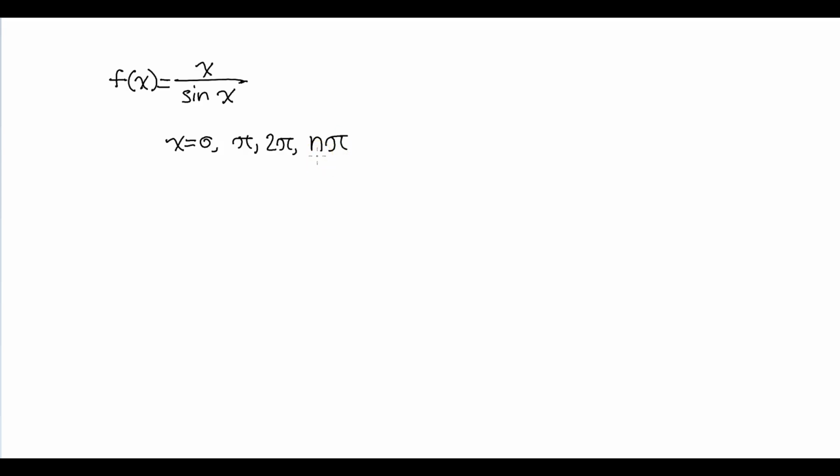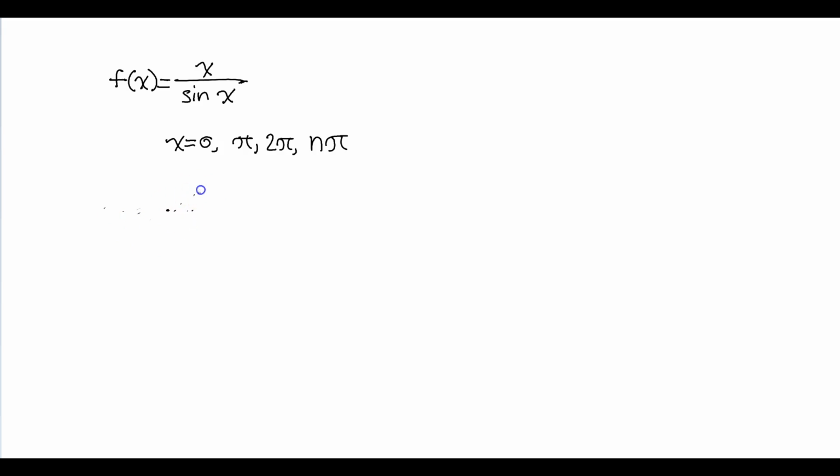Now we've got to test these. x equals 0 does not work. Why? Sine of 0 equals 0, but the numerator x will equal 0 as well. So f of 0, which is not defined, will be 0 over 0. That means it's not a vertical asymptote, because this will approach a value.